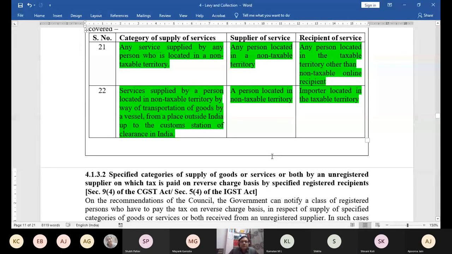So my section 9.3 and 5.3 is over. I have discussed with you some 4 examples of supply of goods which are covered under reverse charge under 9.3. I have discussed with you 4 supplies of services which are covered under reverse charge, and 2 supplies of services which are also covered under reverse charge, but these are only for interstate. So my 9.3 and 5.3 is over. In the next class, I will wind up 9.4, 5.4 as well as 9.5 and 5.5. So that's all from my side. Goodbye.